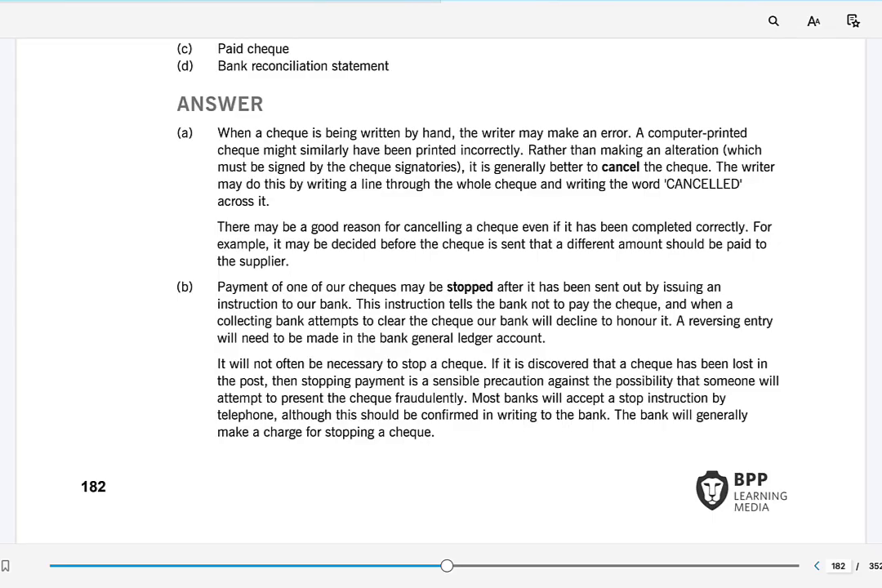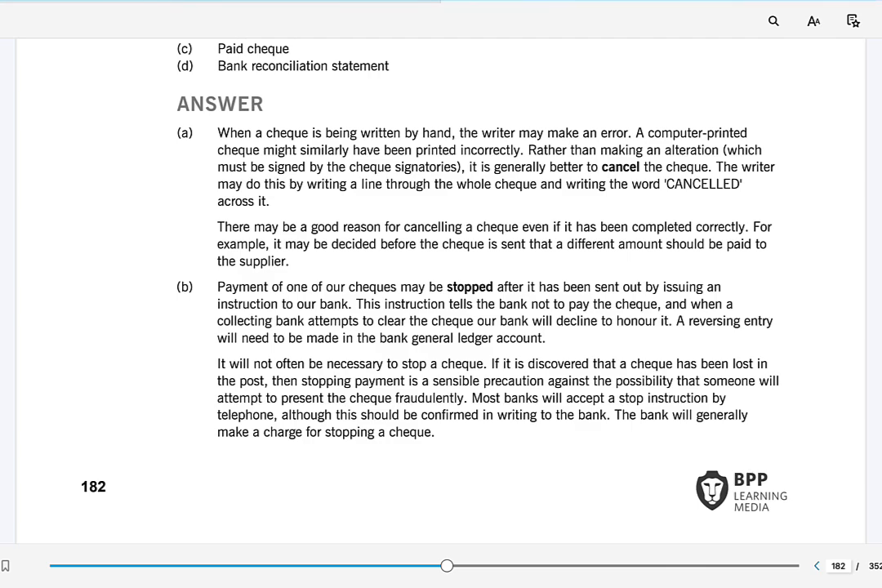Now the accounting effect. This is very important for students. If the check was already recorded as a payment in the bank general ledger, and later you stop it, then one of two things will happen. First possibility: the check is stopped successfully and the bank does not pay it. In that case, the business must reverse the payment entry, because the money did not leave the bank.